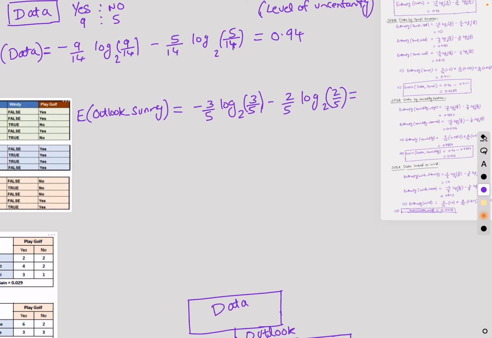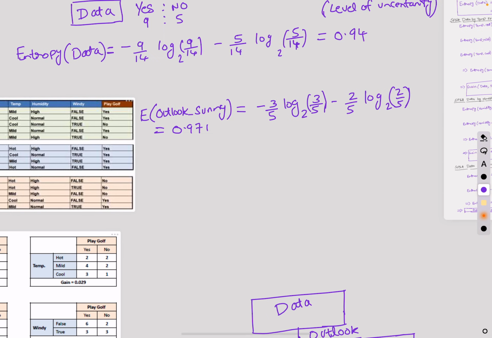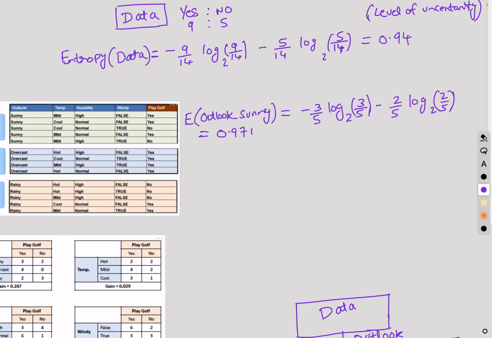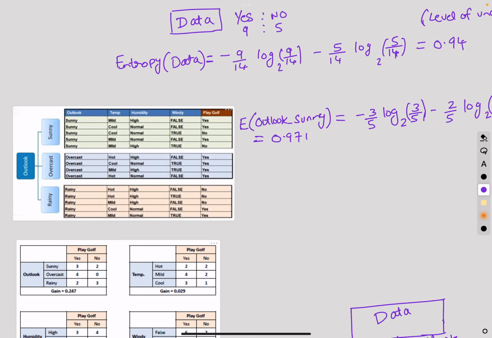This turns out to be approximately 0.971, which is a higher uncertainty compared to the previous level, but let's still continue. We have to see whether this is a good feature to divide the data on, yes or no. So for that I have to keep continuing my process.